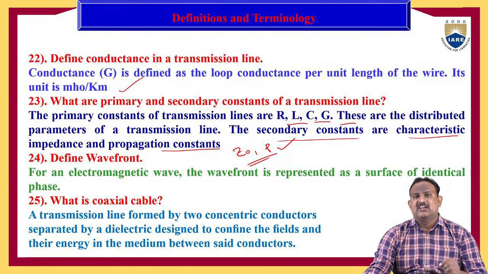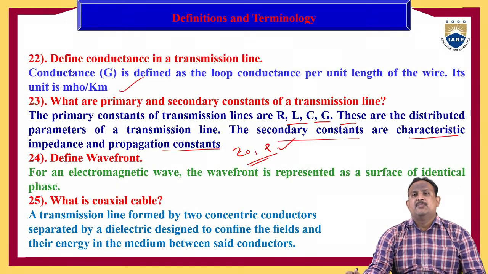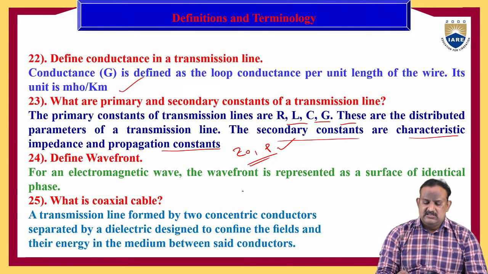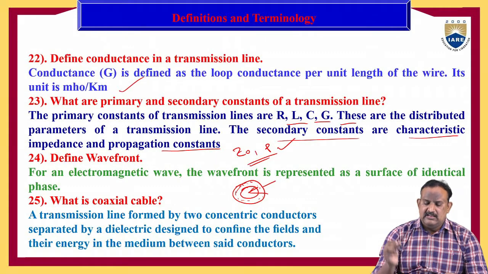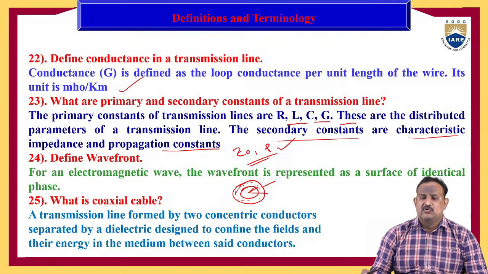So what is a coaxial cable? A transmission line is formed by two concentric conductors separated by a dielectric medium, designed to confine the fields and their energy in the medium between the said conductors. So it has two conductors like this: an outer conductor and an inner conductor, both having different radii. In between the inner conductor and outer conductor, the medium is filled with a dielectric material, which is known as a coaxial cable.